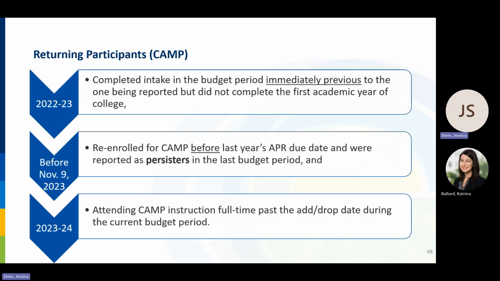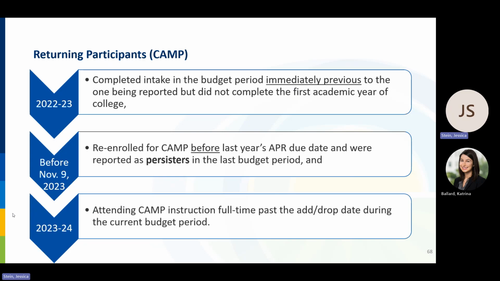Returning participants are camp first academic year college students who completed intake in the budget period immediately previous to the one being reported, but did not complete the first academic year of college, re-enrolled for camp before last year's APR due date, and were reported as persisters in the last budget period, and are attending camp instruction full-time past the add drop date during the current budget period, which is the reporting year of 2023-2024. Please note the following.